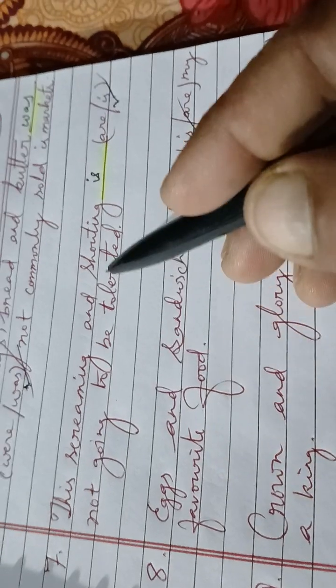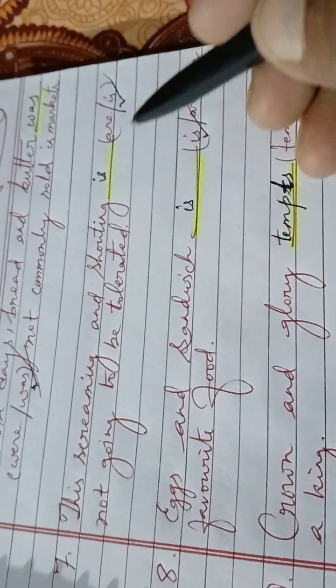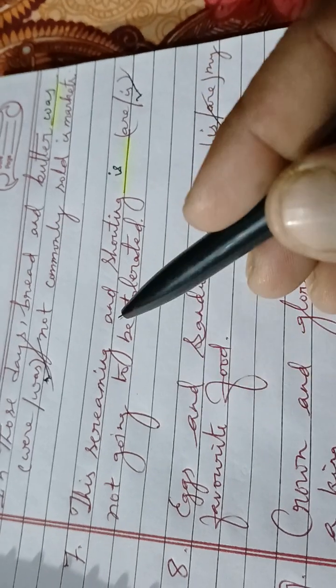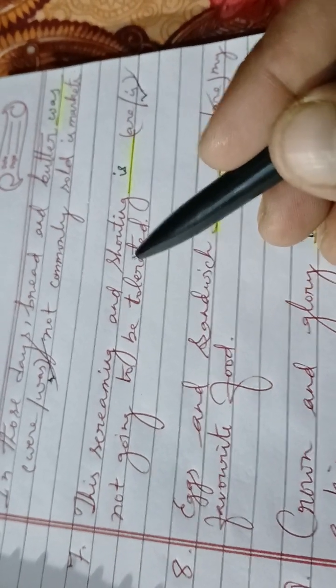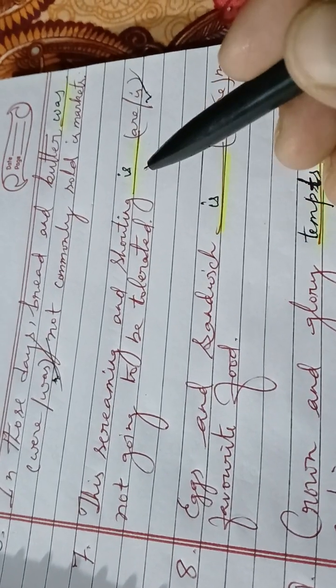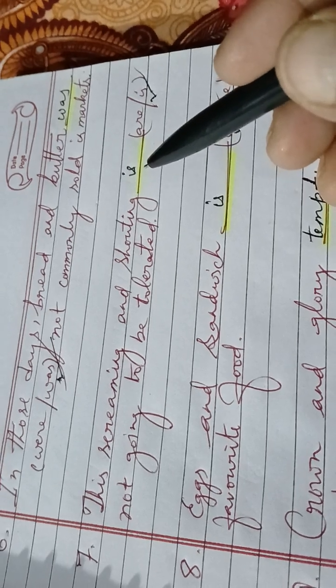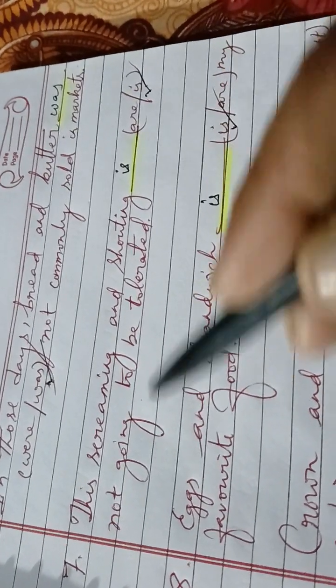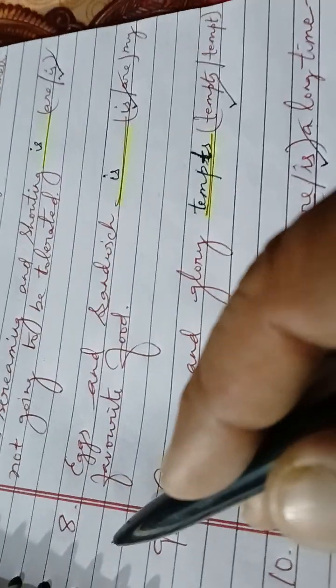7. This is screaming and shouting. You have two options, are or is. So here both the terms act like a unit. So you need to use singular form of verb. Consequently, it becomes, this screaming and shouting is not going to be tolerated.